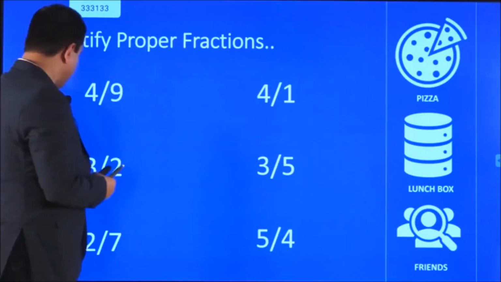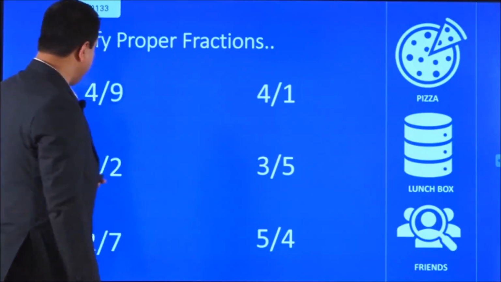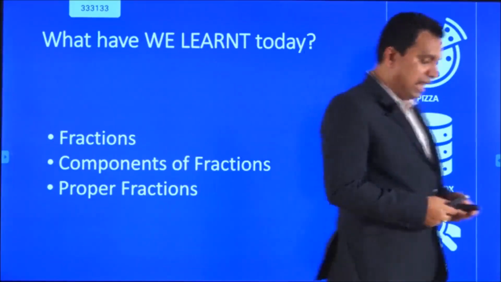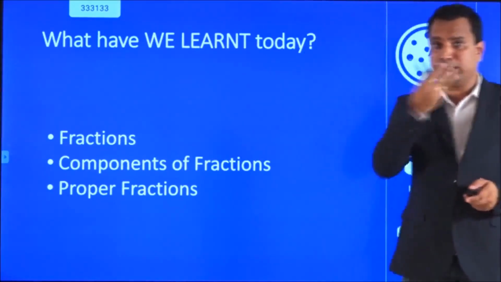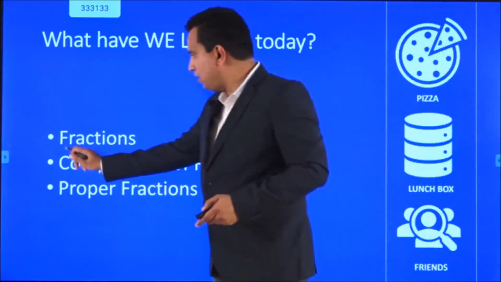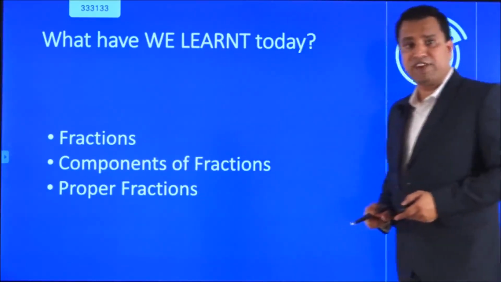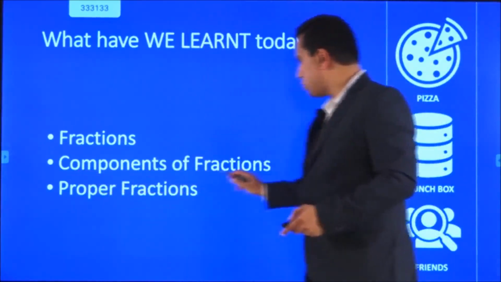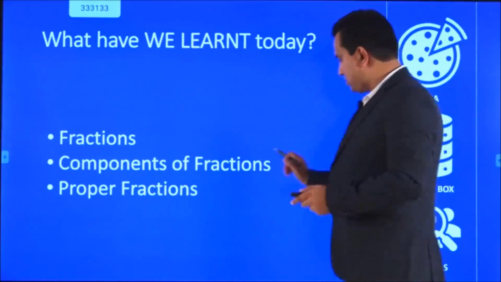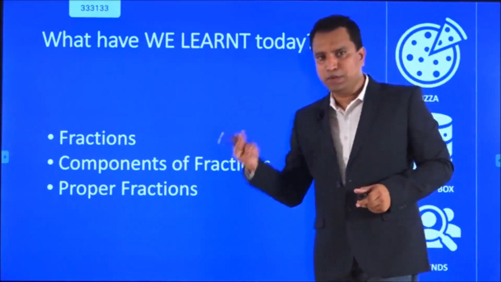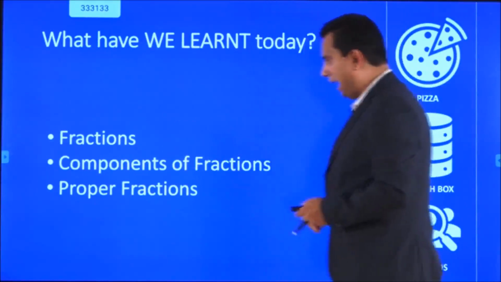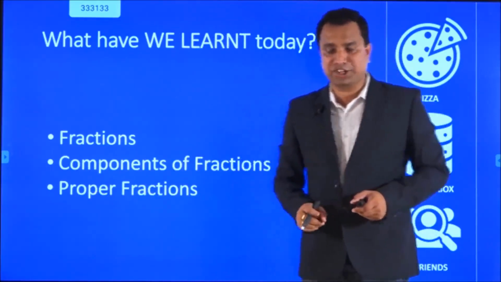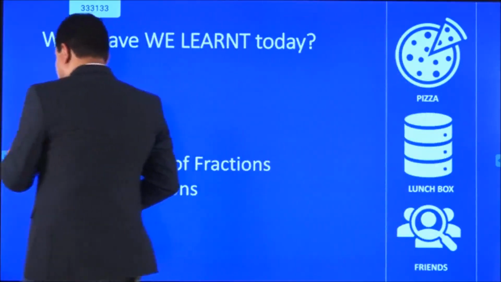Wonderful. Great. So let's move on and try to understand what we have learned today. In the class today, we have learned 3 new things. The first is we have learned what a fraction is. What is a fraction? A fraction is a part of a whole. We then have also understood what are the components of the fraction. The components of a fraction are numerator and the denominator. And we have then also tried to understand what is a proper fraction. A proper fraction is a fraction where the numerator is less than the denominator.